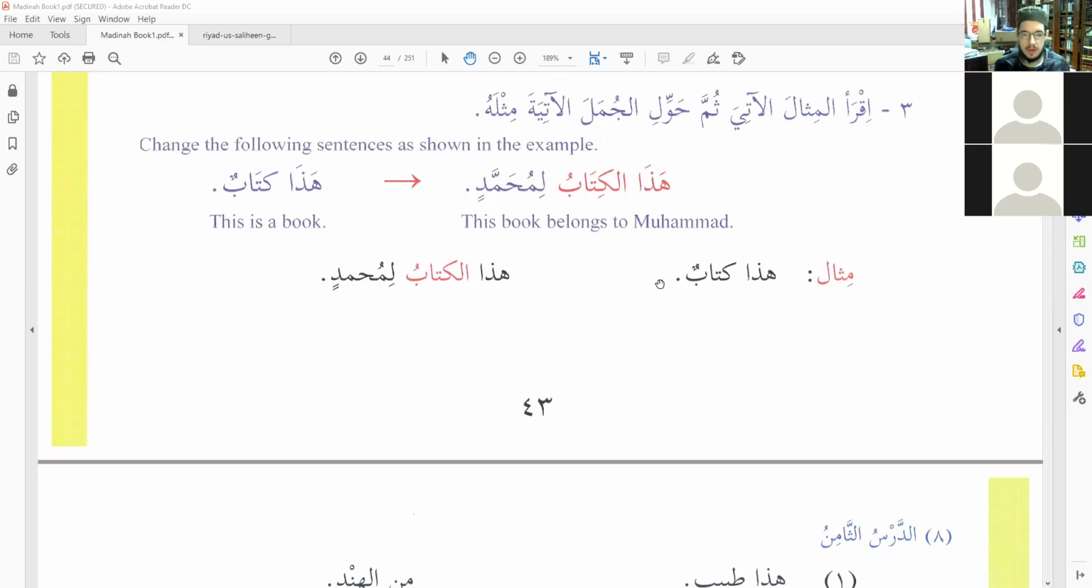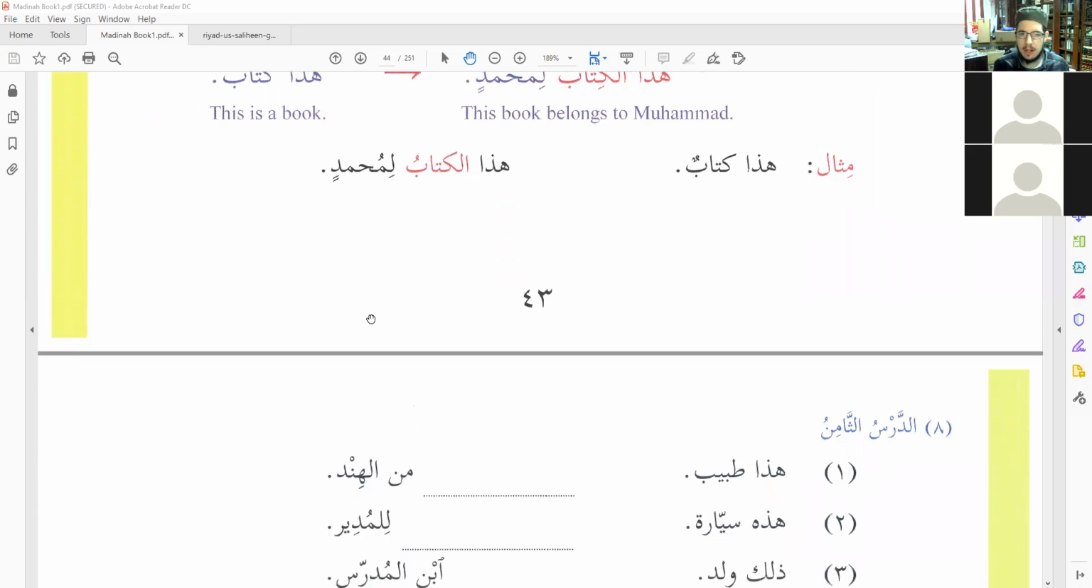Right? And so now they're going to arrange it right to left, and this is how we're going to see the remainder of the exercise. We're going to see a sample sentence on the right. Hadha kitabun, a very, very basic sentence. And we're going to take that example and make a little bit more complicated sentence. Hadha kitabu li Muhammadin. Don't worry, you're not going to have to figure out what the khabar is. They're going to provide it for you.